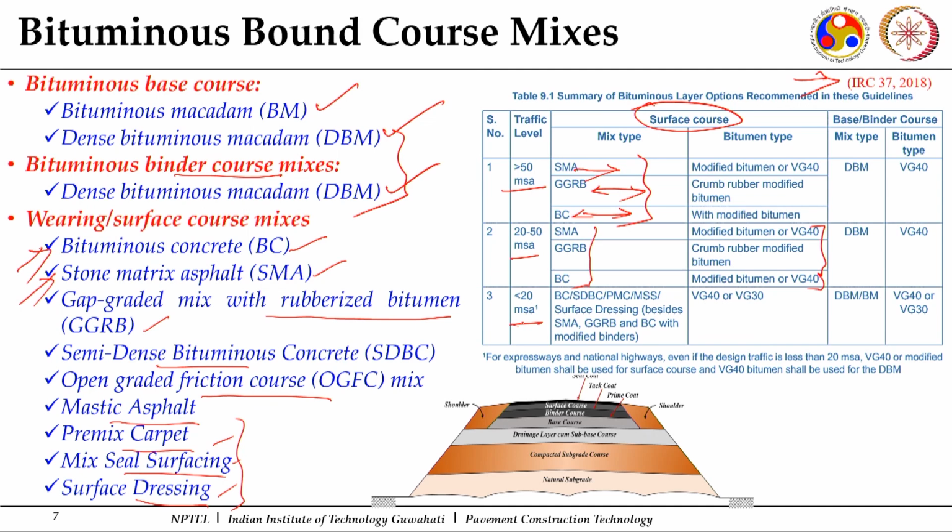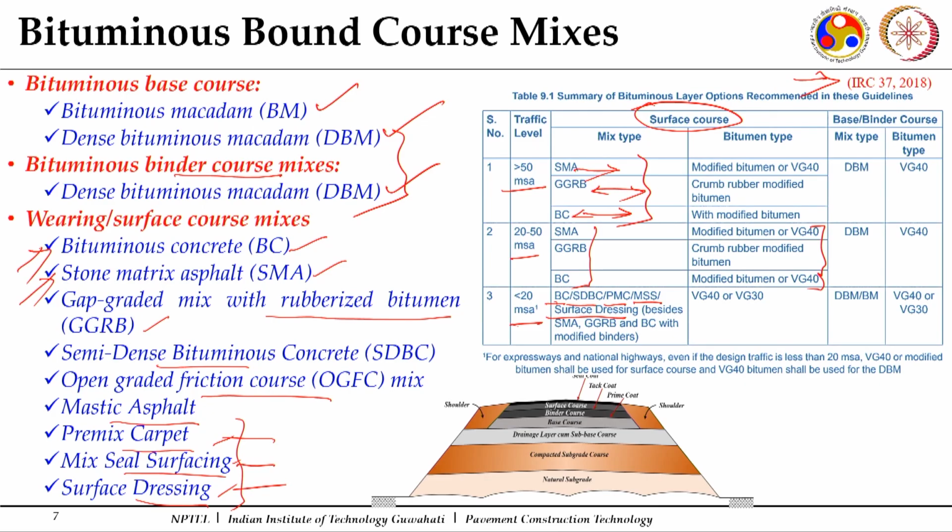Now when the traffic is less than 20 MSA, then it says you can go for bituminous concrete also, semi-dense bituminous concrete also, premix carpet also, mix seal surfacing also, surface dressing. These are the mixes which have been shown here.